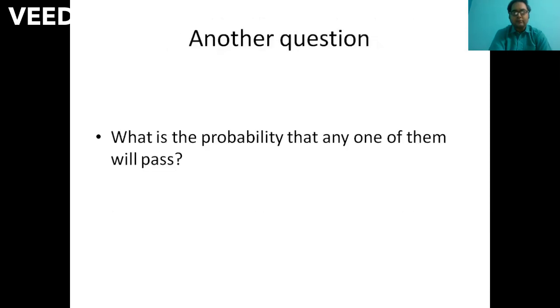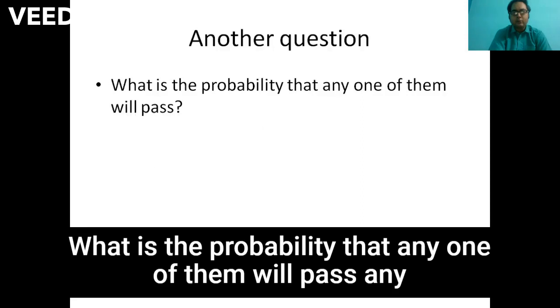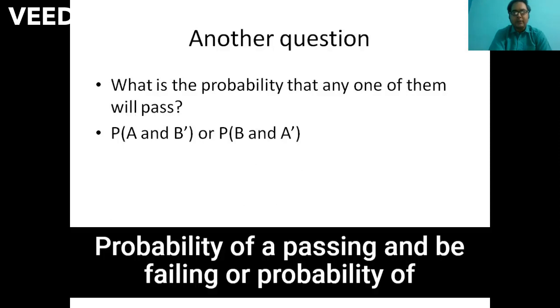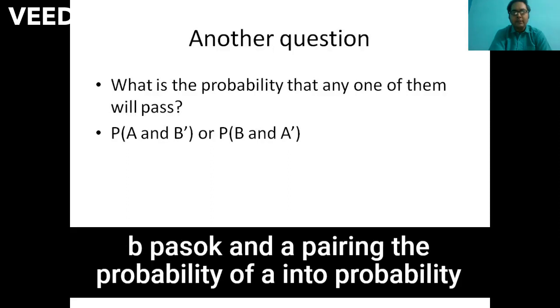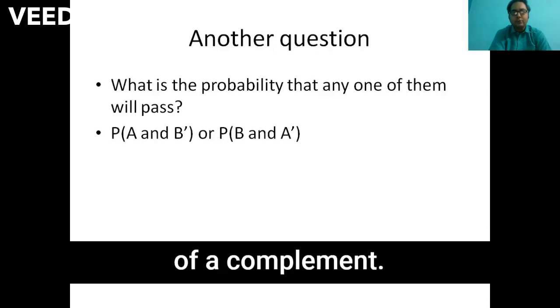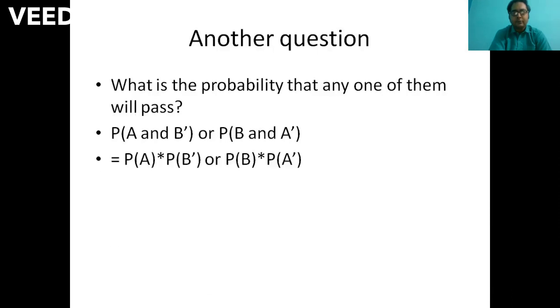Another question: what is the probability that any one of them will pass? Any one of them will pass. So there can be two cases: probability of A passing and B failing, or probability of B passing and A failing. So probability of A into probability of B complement, plus probability of B into probability of A complement. So this is the answer.